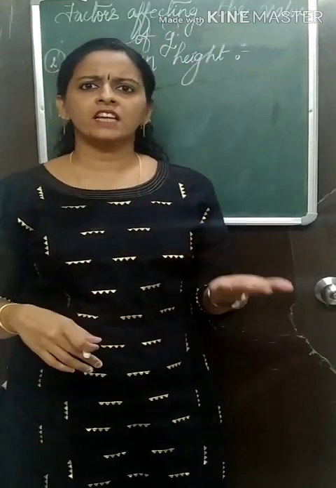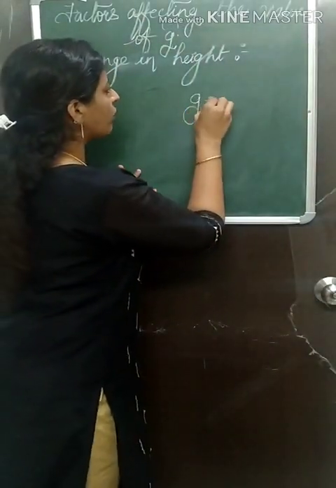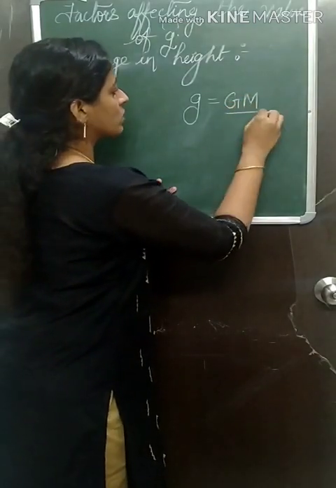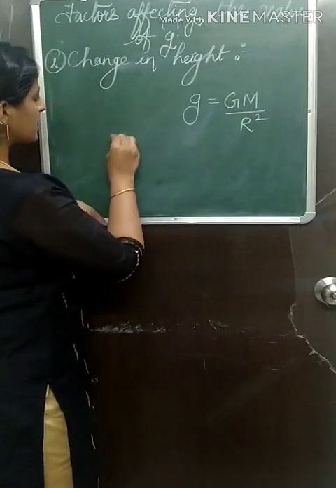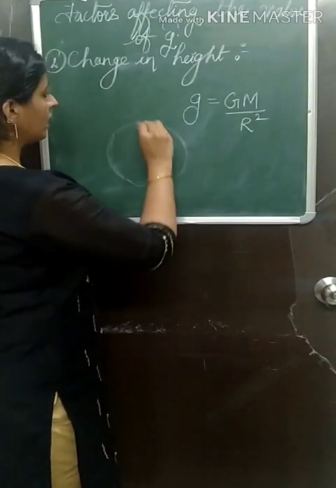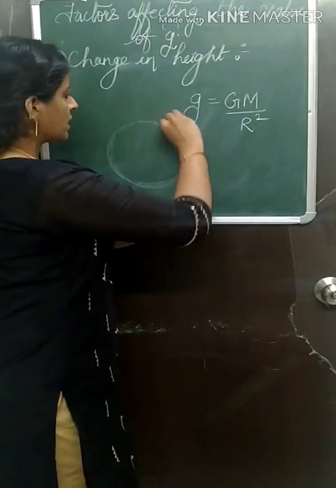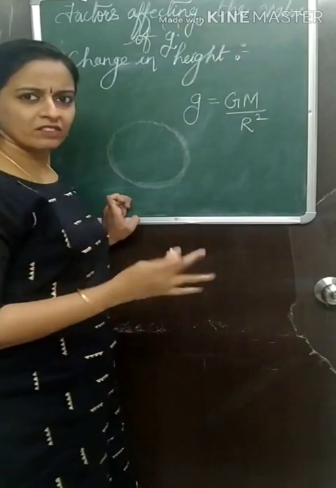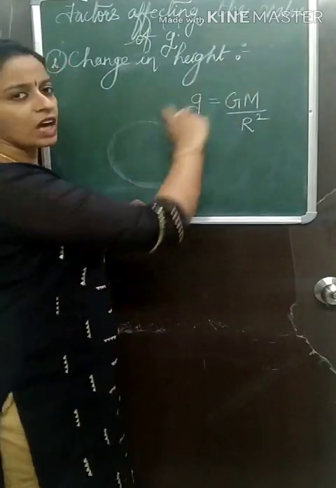Height. How does the change in height affect the value of G? We will understand only if you know the formula of G. The formula of G is Gm upon R square. Now again we will consider the earth, spherical, bulging at the equator and flatter at the poles. To explain this, I have drawn it somewhat in the shape of a circle to make you understand better. Now it depends upon height.